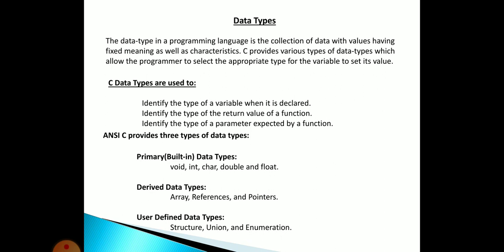In the previous class, we have learned about the character set, tokens in C, keywords and identifiers, constants, types of constants, and we had a glance at variables also. Now we move on to the topic data types.